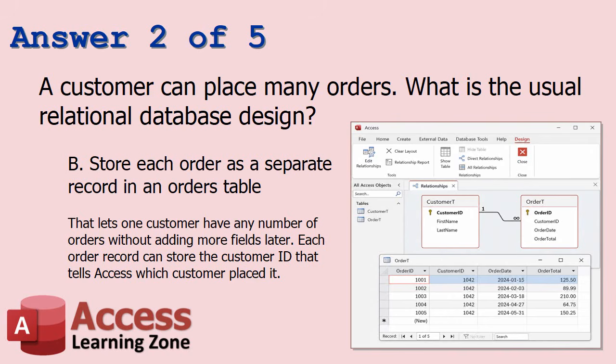That's going to be B. You store each order as a separate record in an orders table.